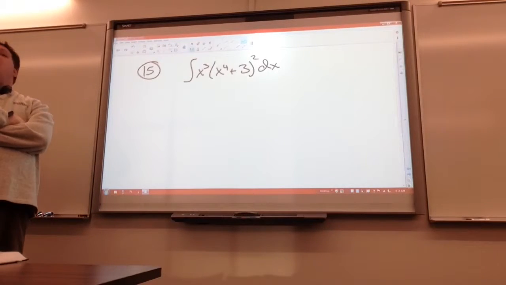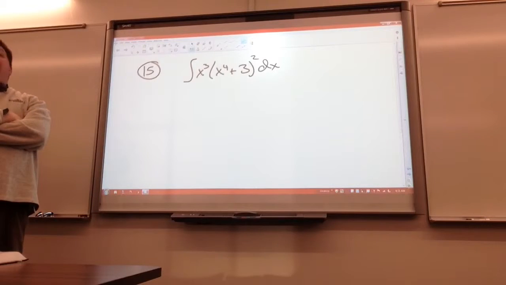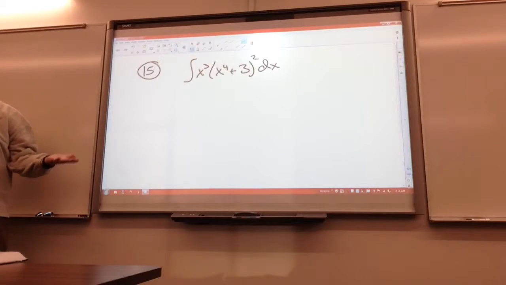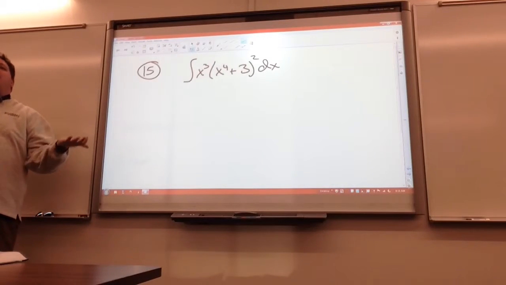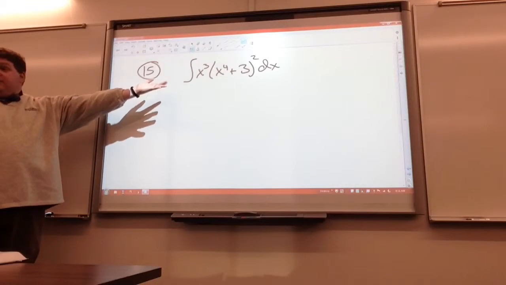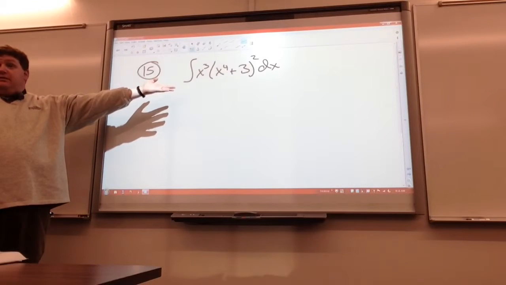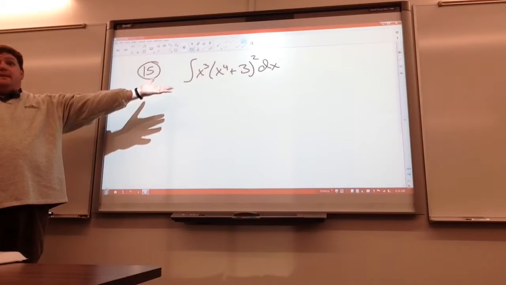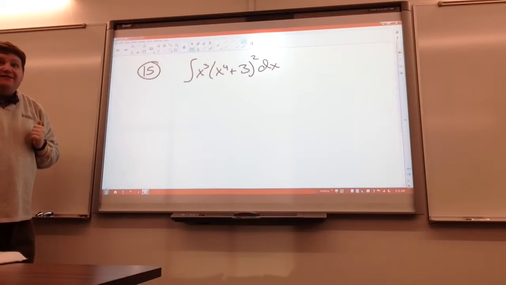That's the highest power. It's the highest power, and, as you said, it's in parentheses. That right there is plenty of reason why we want to pick that to be u. x to the 4th is the highest powered x in the entire thing, and it's also inside a set of parentheses being squared. So that's the reason why we want to choose that to be u.